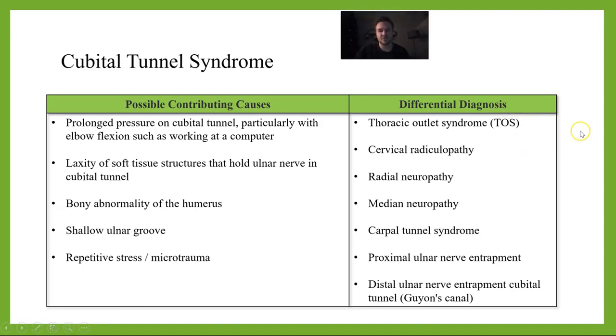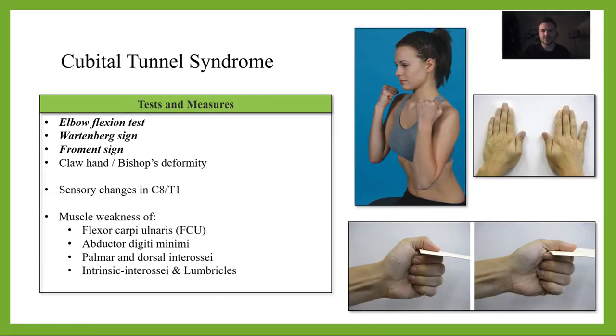And so differential diagnoses are all things you guys need to be able to differentiate. So when we get into the wrist section, we'll go over what Guyon's canal is and distal ulnar nerve entrapment there.